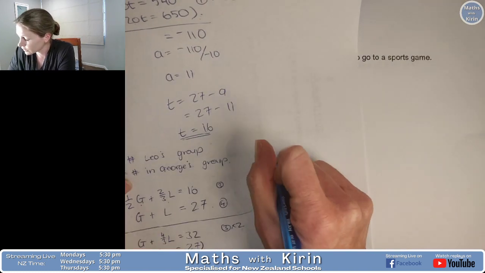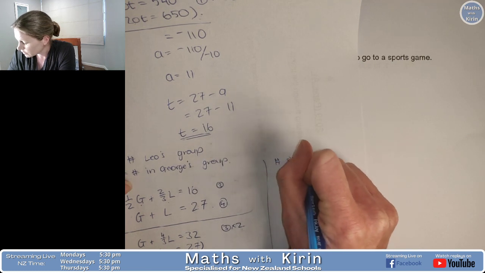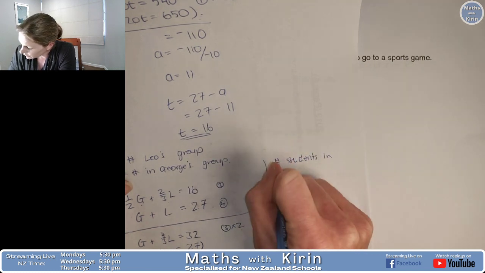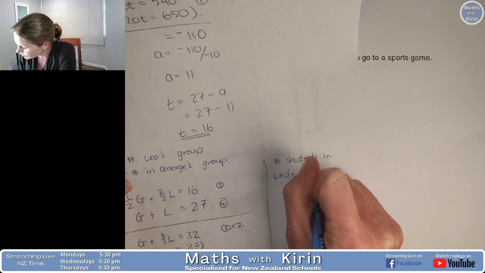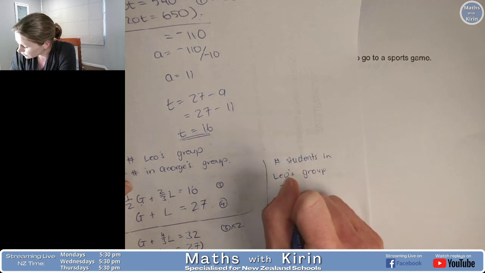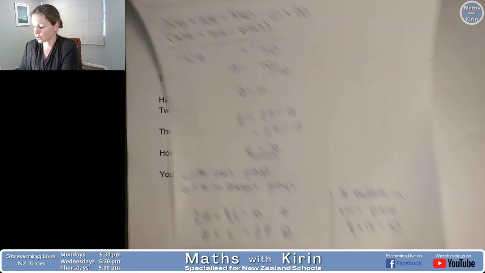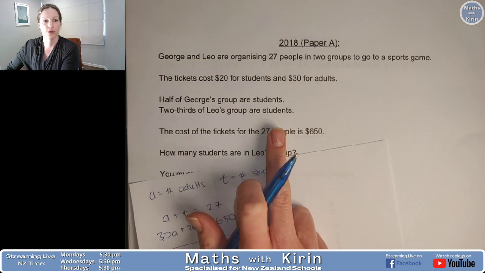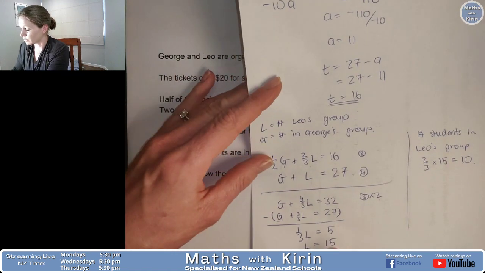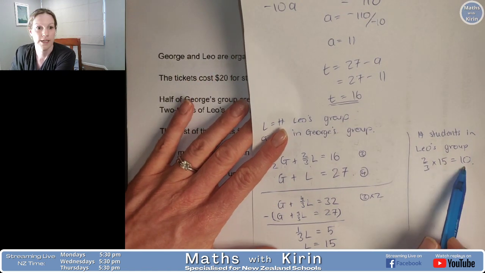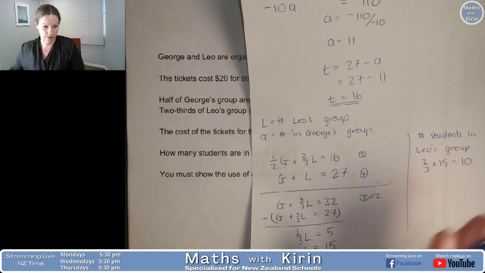So the number of students in Leo's group is 2/3 of 15, which is 10. Okay, so because we told 2/3 of Leo's group were students. Okay, and if there are 15 people in Leo's group, then 2/3 of that is 10. So lots going on in that question.